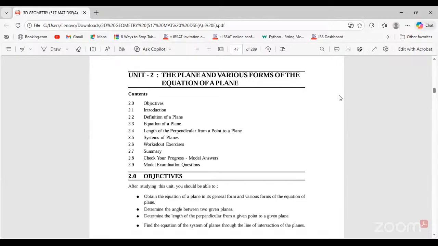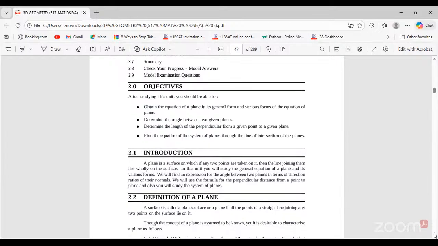Okay, the topics of this chapter are: the objectives, then 2.1 is the introduction and definition of a plane, equation of a plane, and different forms of an equation of a plane. Then 2.4 is the length of the perpendicular from a point to a plane and system of planes, worked examples and exercises, summary, check your progress, and model answers. First we have to discuss the objectives of this chapter.